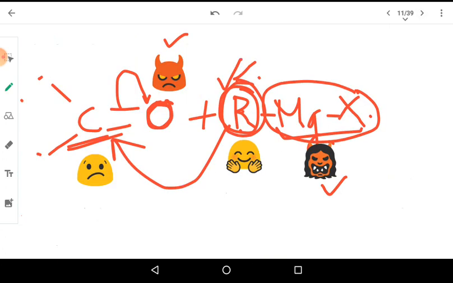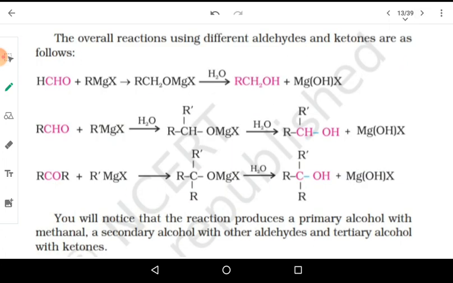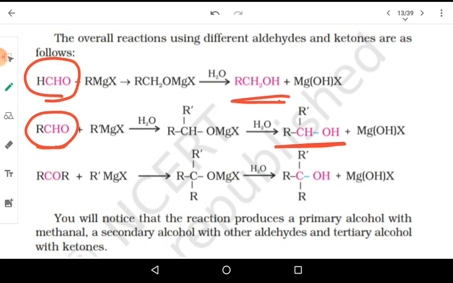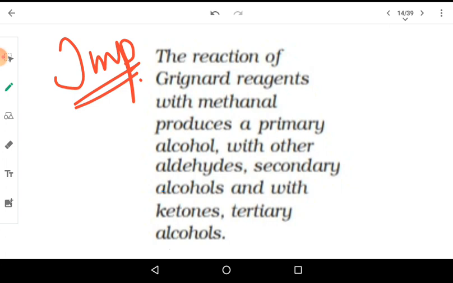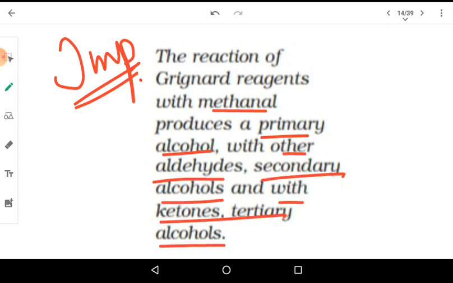Now if we need a primary alcohol, we have to use methanal. If we need a secondary alcohol, then we must use any other aldehyde, and if we need a tertiary alcohol, then we will be using a ketone. So this is the important point. And this is a point which is given in NCERT on the side. This is a quick recap: reaction of Grignard reagent with methanal produces a primary alcohol, with other aldehydes secondary alcohols, and with ketones we get tertiary alcohols.